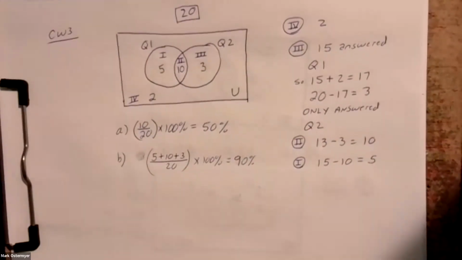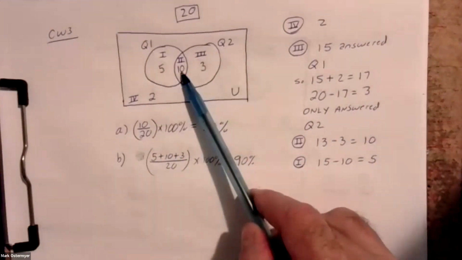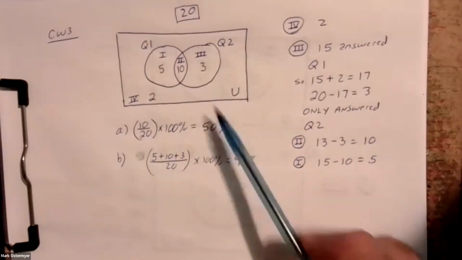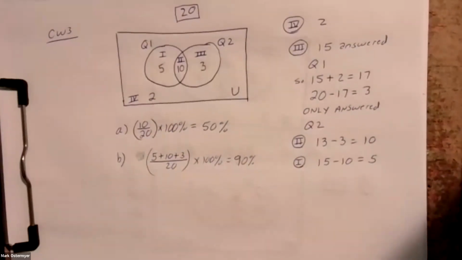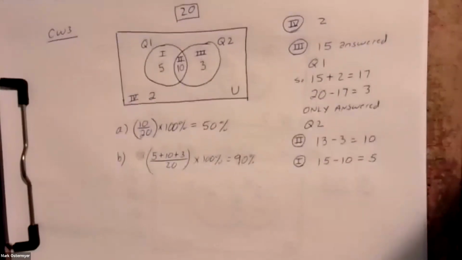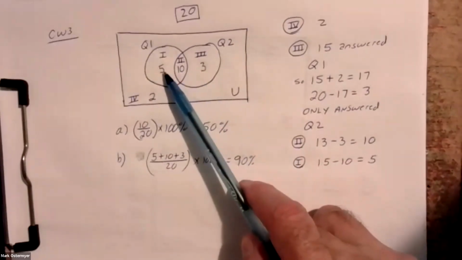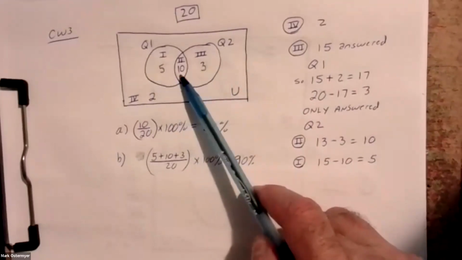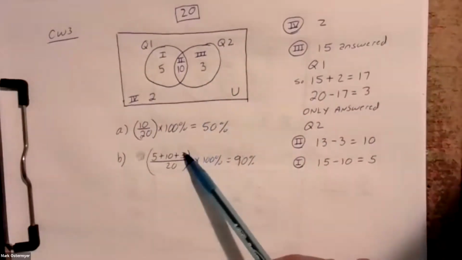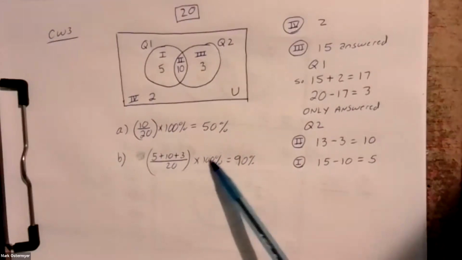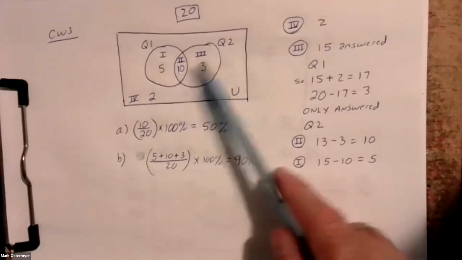And now we can answer the question. What percent of students answered both questions, 1 and 2? That would be 10 divided by 20 times 100%, or 50% of the students. What percent of the students answered at least one of these questions, at least question 1 or 2? Or means you add up all the numbers in both circles. 5 plus 10 is 15, plus 3 is 18. 18 students out of 20 times 100% gives you 90% of the students who answered at least one of these questions.